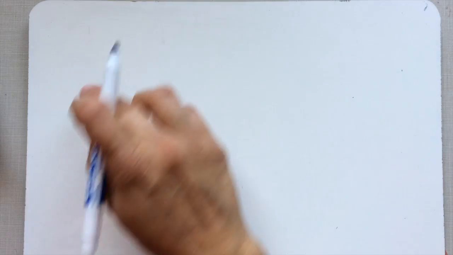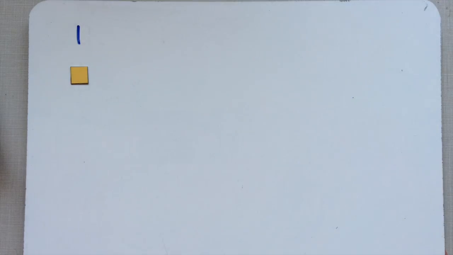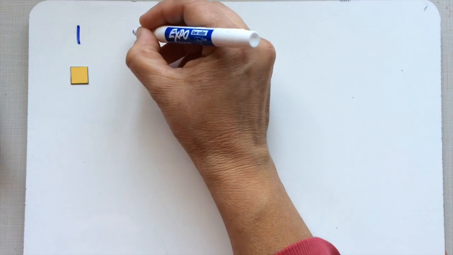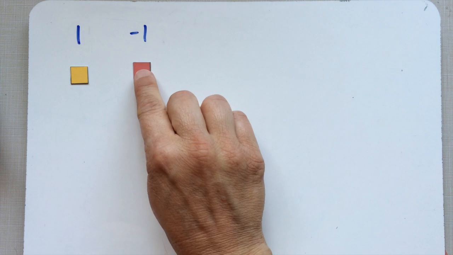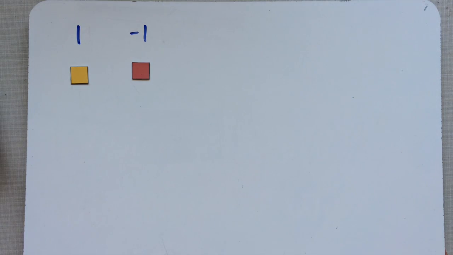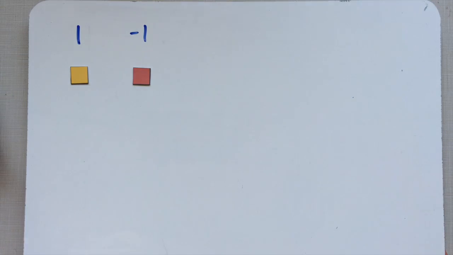The first one is what a negative means. A positive one we represent with a yellow tile here, and that represents we have one of something. The opposite of a positive one is a negative one. And to represent a negative one using the tiles, we flip the tiles over and we use the red side. And negative one means we've lost one, we owe one. It's the opposite of having one.